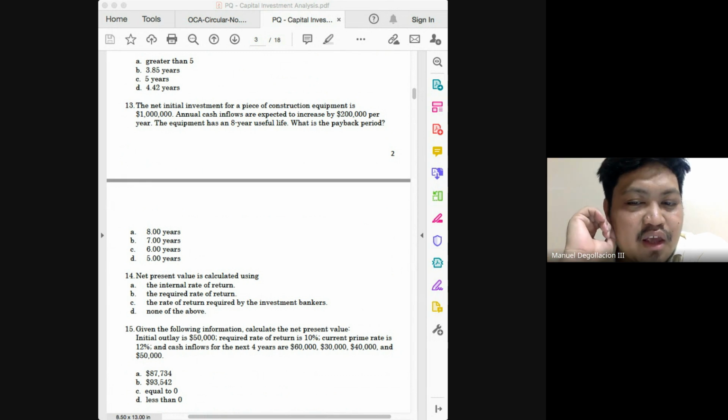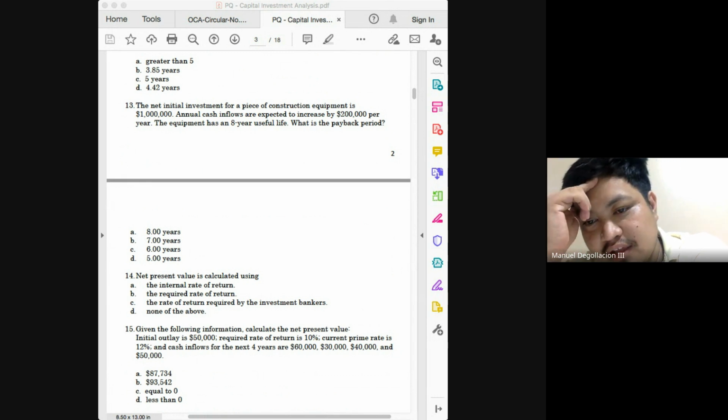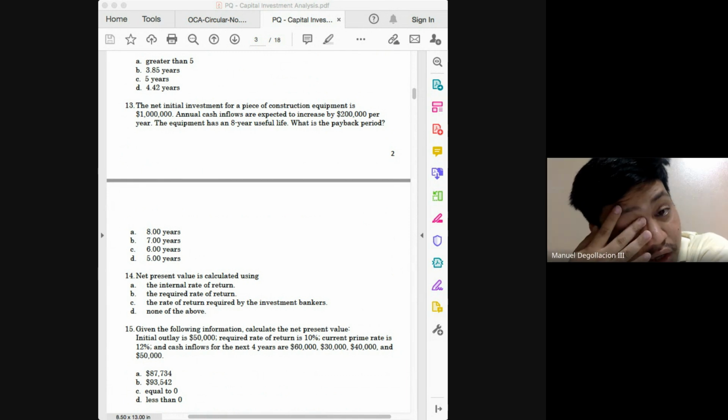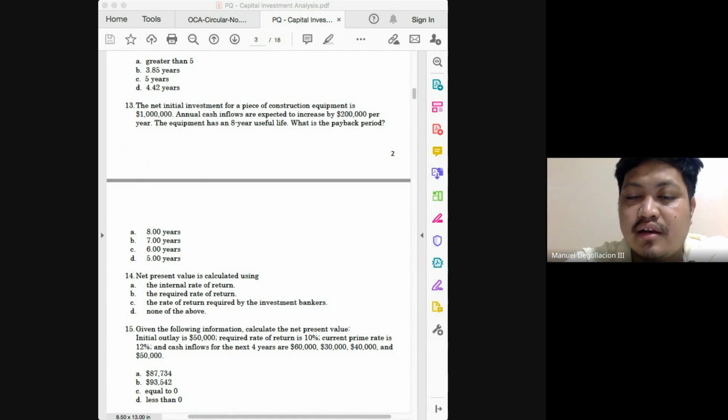So, if the net benefit from getting the equipment is an increase in your inflows of 200,000 per year, the focus here would just be on the incremental cash flows. So incremental cash flow as a result of the acquisition of the equipment would be 200 per year. How many years will it take you to recover your 1 million investment?